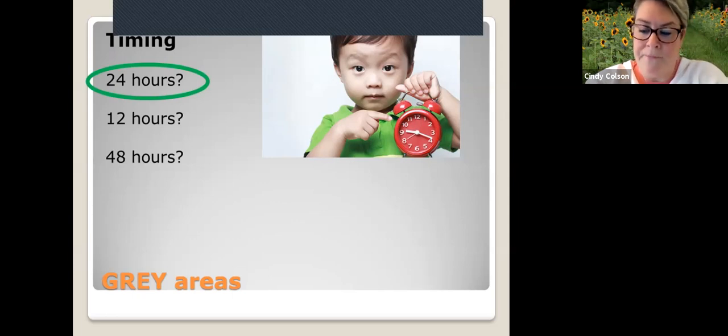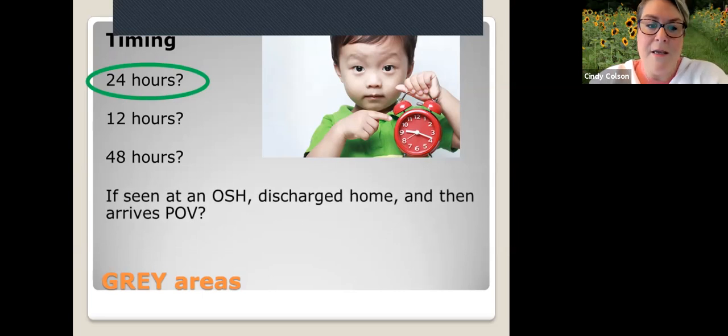trauma activation. One thing that we do see is sometimes kids are seen at an outside hospital, they're discharged home, then they either go back to that hospital or they come to our hospital within a 24-hour period. If they do that and they still meet criteria, they still are required for a trauma activation.